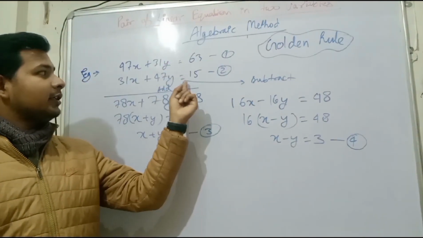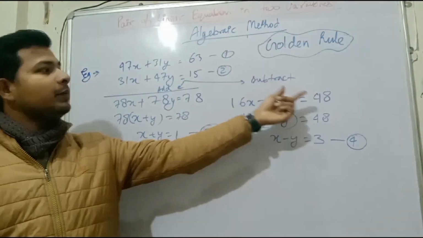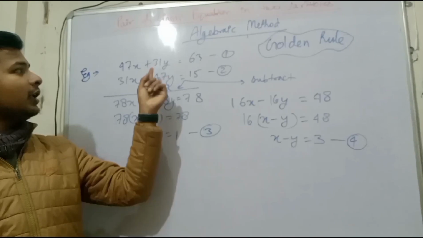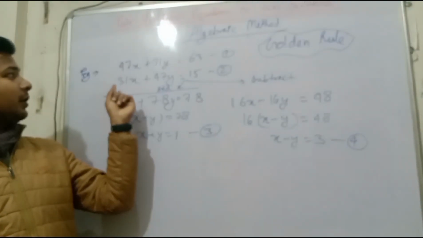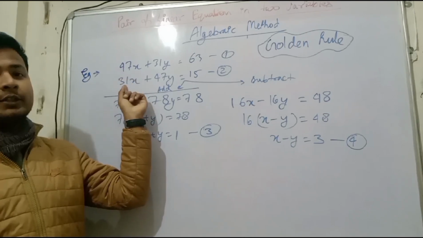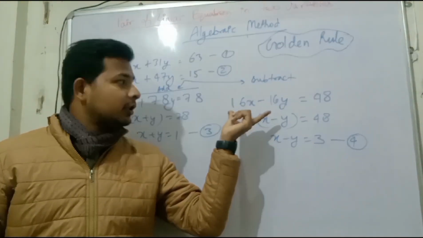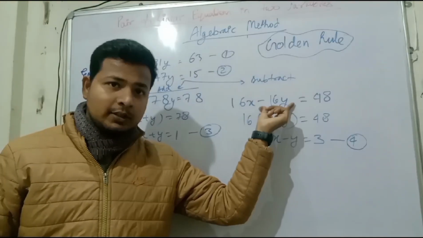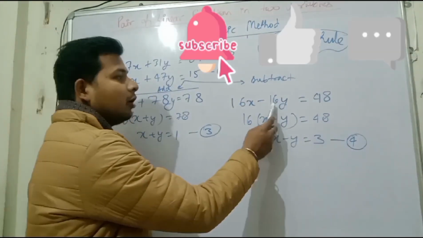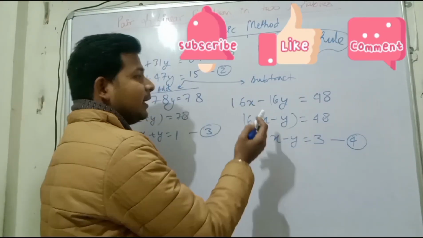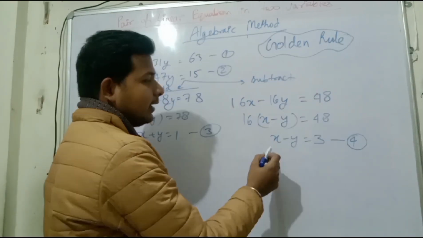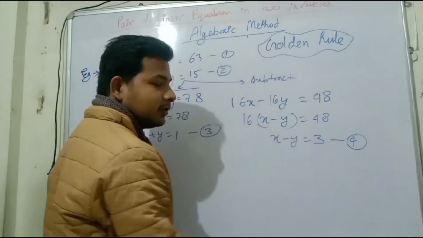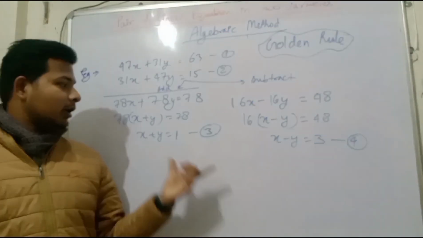And the second thing will be to subtract these two equations. 63 minus 15 will be 48, 31 minus 47 will give you minus 16, and 47 minus 31 will give you 16. So this equation will be 16x minus 16y equals 48. Just by taking 16 as common, 16 times x minus y equals 48. Then x minus y will give you the result as 3.